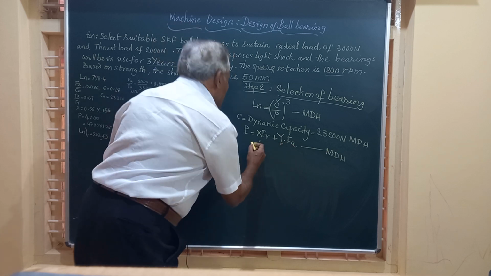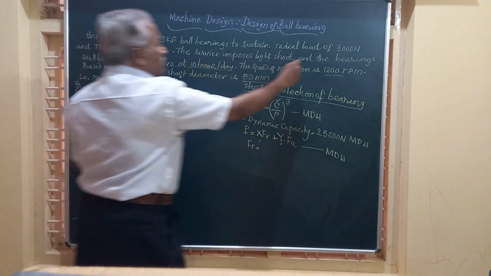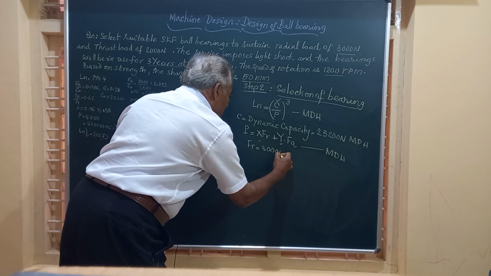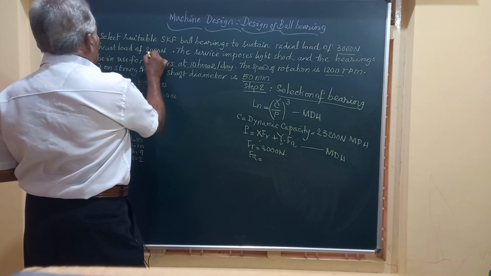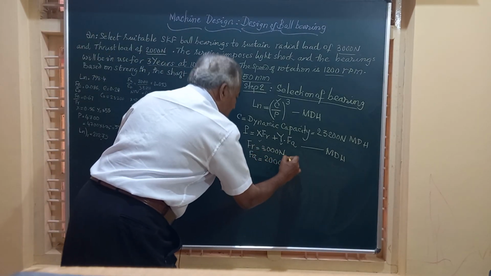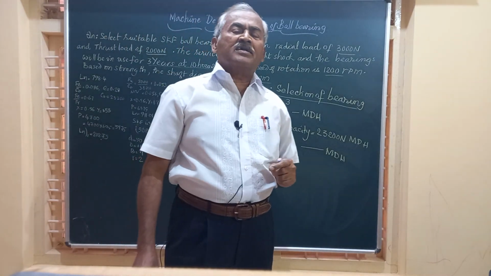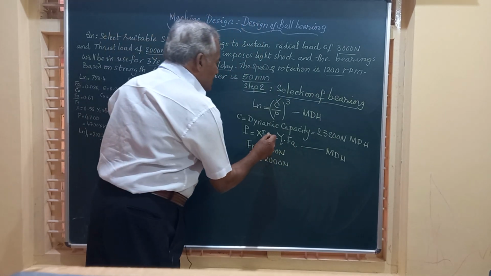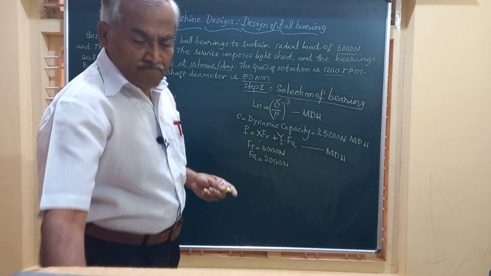Because in this, the radial load is given to be 3000 Newton. The axial load Fa is also given as 2000 Newton. That will always be given, without which you cannot design the bearing. So this axial load is also called the thrust load. So they mean the same. Friends, let us find out what are these terms x and y.